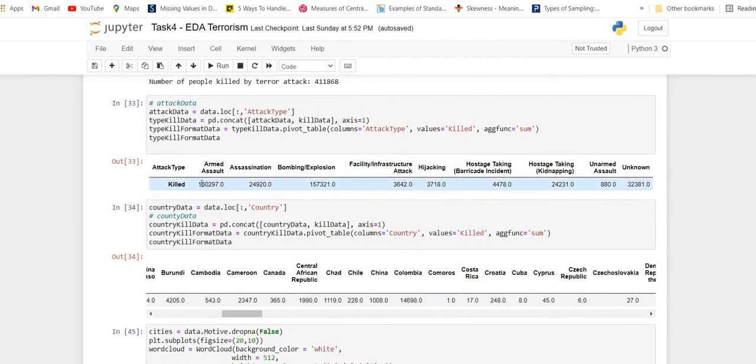So this is the total number of people killed by armed assaults, assassinations, and bombing. Bombing and explosion has the highest number of attacks by which people are killed, and then hijacking, hostage taking.